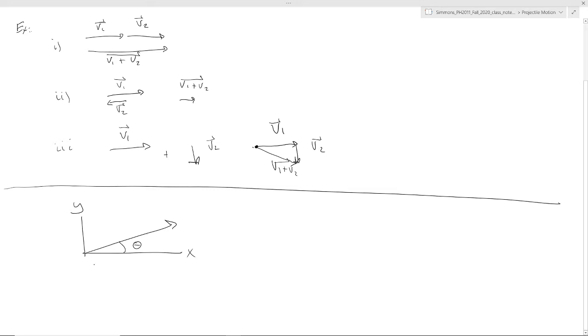And what we can do is break this vector into its x and y pieces. In other words, there's going to be this projection of the vector, this amount of the vector is in the x direction, and this is in the y. So suppose this was some velocity vector v. We might call this vx and vy. And this process of breaking the vector up is often called vector decomposition.